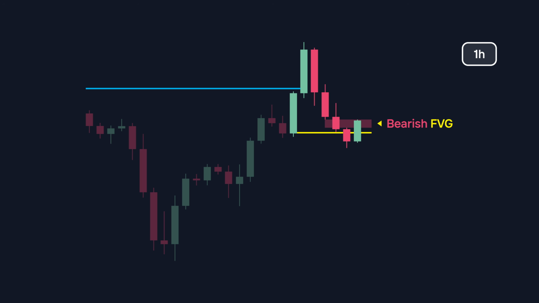But at the same time, whilst we can clearly see that the fair value gap is being tested, we again don't actually know if the fair value gap is being respected or not, because what we can see on this 1-hour time frame just doesn't give us enough information. So what can we do?